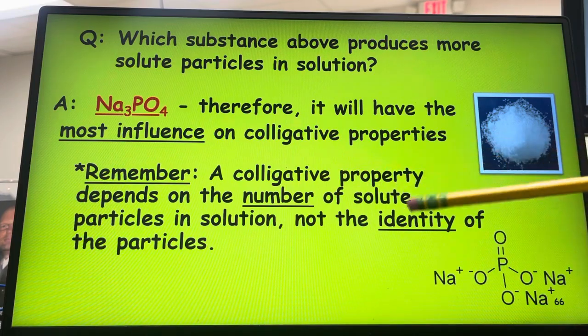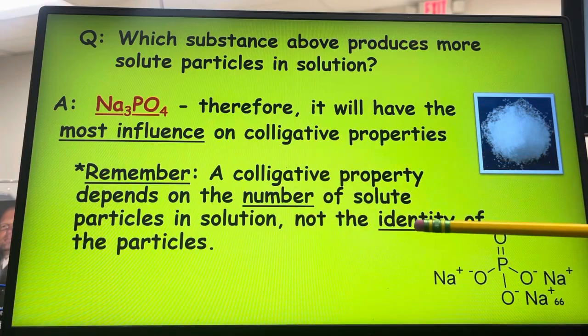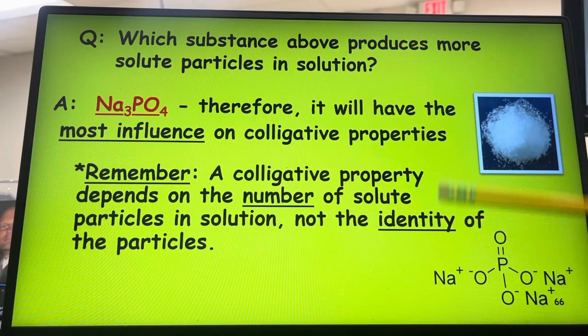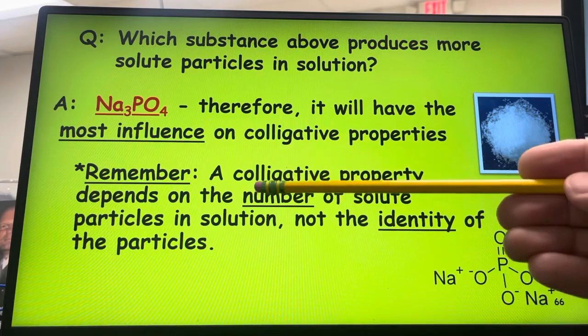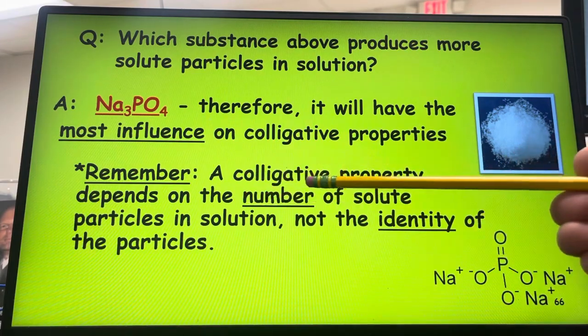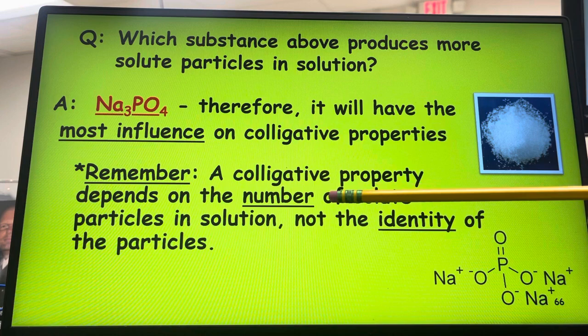So remember, a colligative property depends on the number of solute particles in a solution, not what they are. It's the number, colligative. I don't know how you put number and colligative together. I don't know, you figure out how you're going to remember that. Okay.